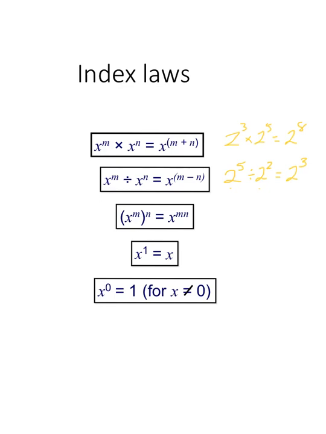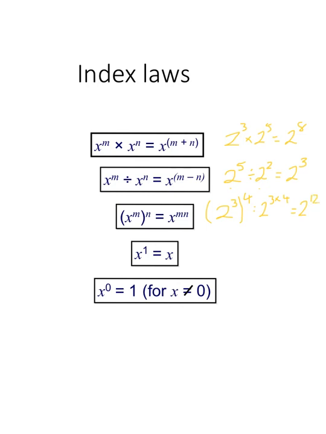In this example, when we've got a power outside a bracket, we apply the power, so we multiply the two powers together. So for example, if I had 2 cubed all to the power 4, I would write that as 2 to the 3 times 4, which would be 2 to the 12.